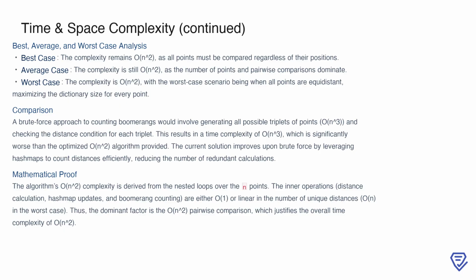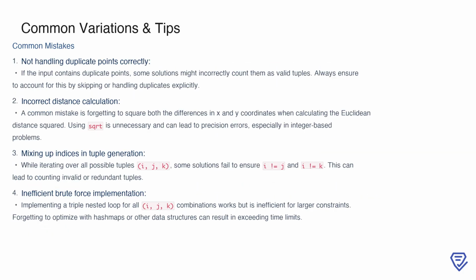This makes the O(n squared) pairwise comparisons the dominant factor in the algorithm's performance. In this section, we'll discuss some common mistakes to watch out for when solving the number of boomerangs problem. First, many solutions fail to handle duplicate points correctly. If your input contains duplicate points, you might unintentionally count invalid tuples. To address this, make sure to explicitly skip or handle duplicates during your computations.